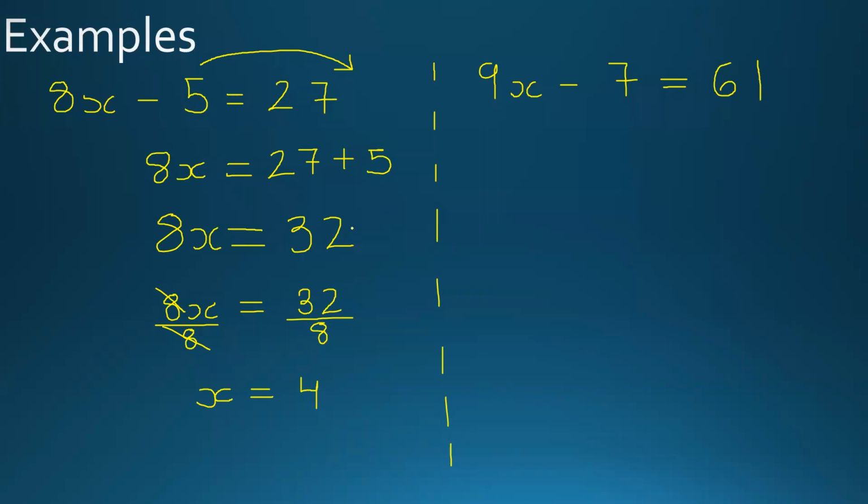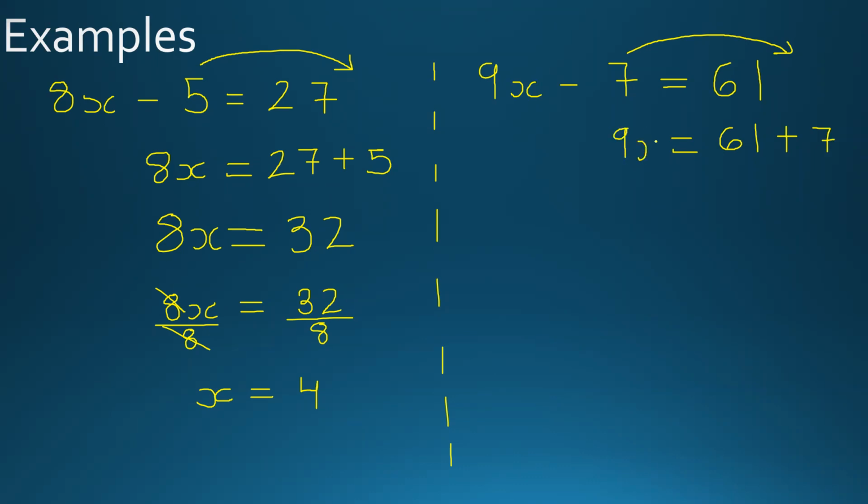So what's the first thing that we're going to do? Carry the -7 over the equal sign. 61. Very good. Send the 7 over the equal sign. It becomes a what? Positive. Positive 7. Very good. So it's going to be 61 plus, right? It was negative, now it's going to be plus 7.